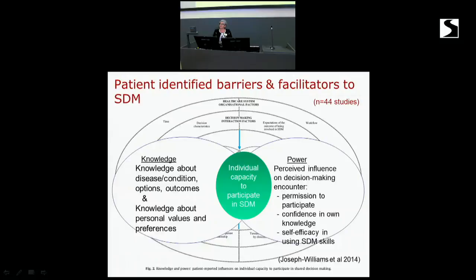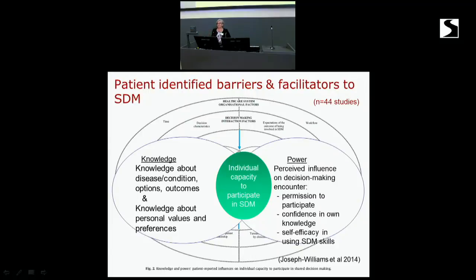Natalie Joseph-Williams then did a nice study looking at what patients perceive as their barriers and facilitators to being involved in shared decision making. In this study, she identified 44 studies. And what she found is patients' individual capacity to participate in shared decision making depended on knowledge about their disease, condition, options, outcomes, and knowledge about their personal values and preferences. So really those two pieces that I talked about that are critical in shared decision making.